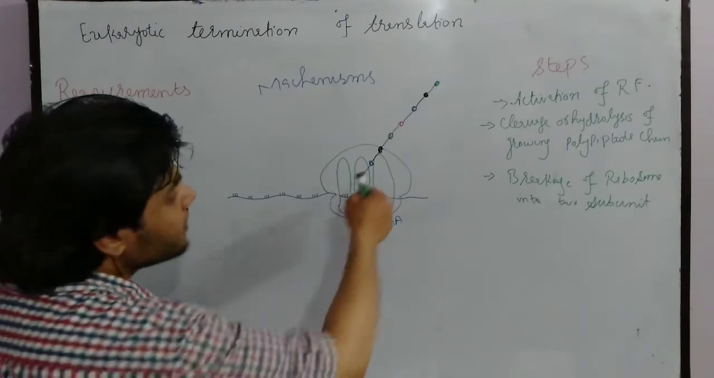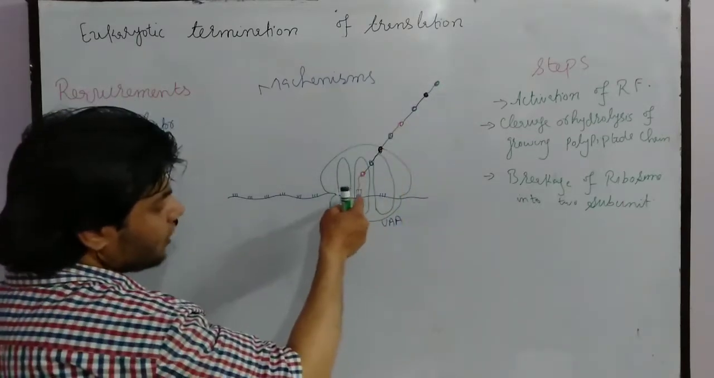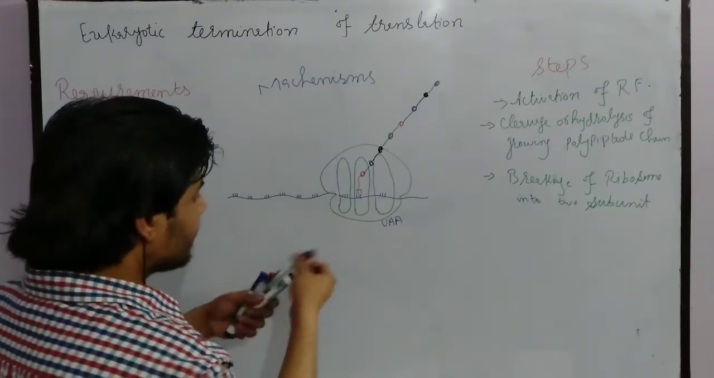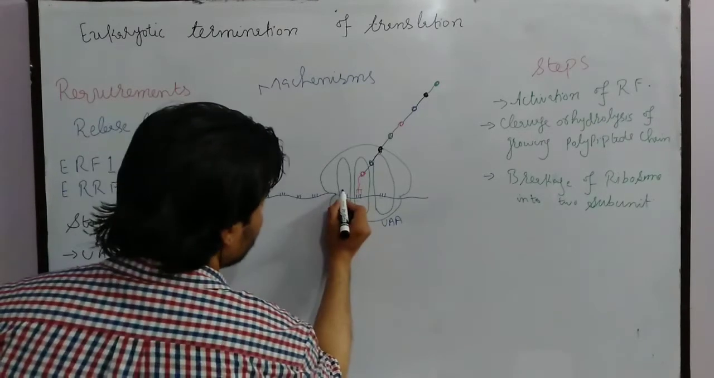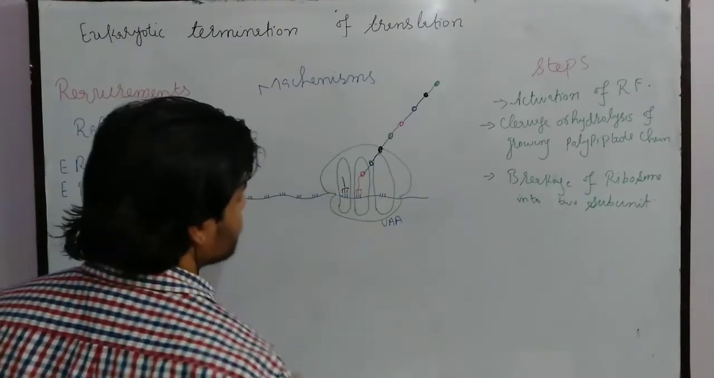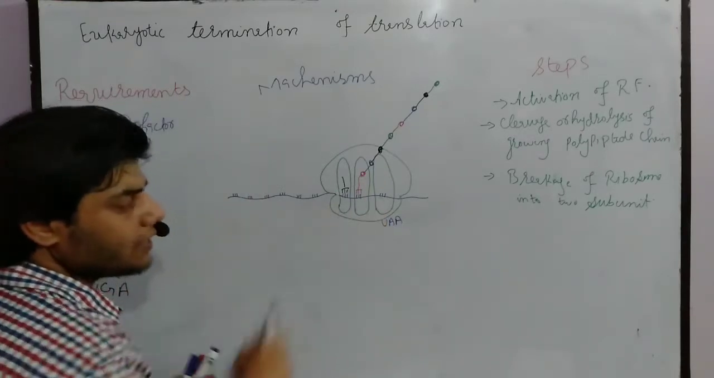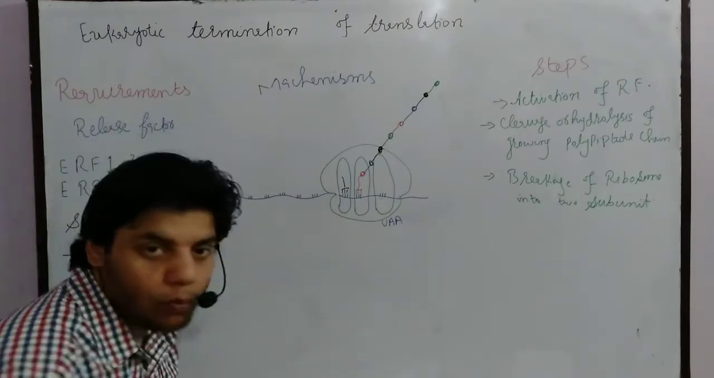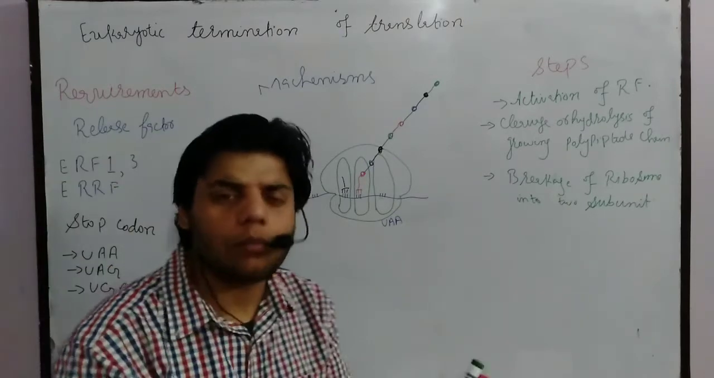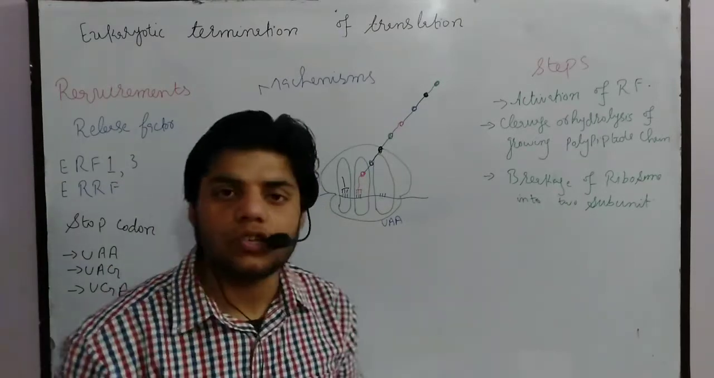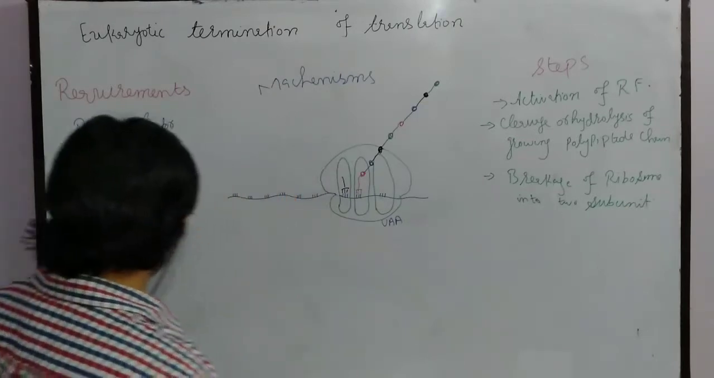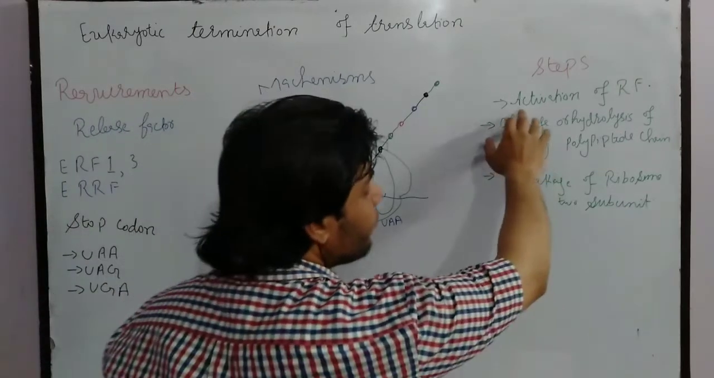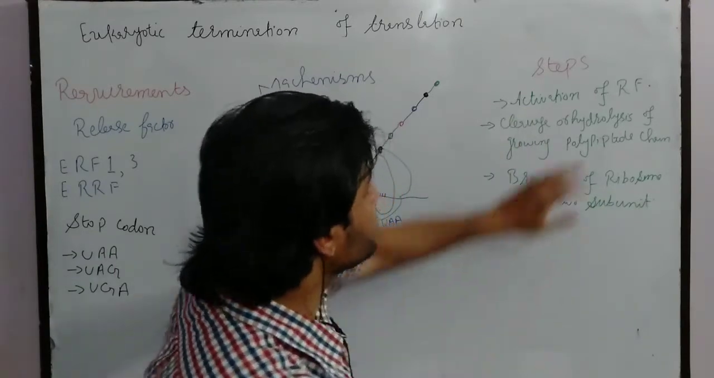Now let's suppose this is the long polypeptide chain which is present at the P site, and the E site is also filled with an uncharged transfer RNA, and the A site is again free, as you can see. Once this ribosome encounters this stop codon, any one of the stop codons, it could be UAG, UGA or UAA, then the first stage occurs, which we call activation of the release factor.